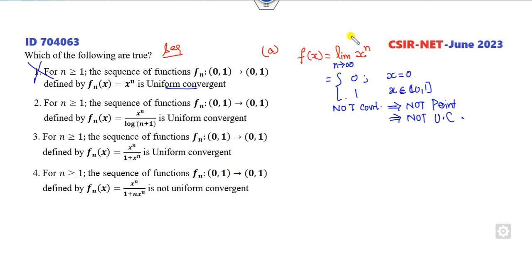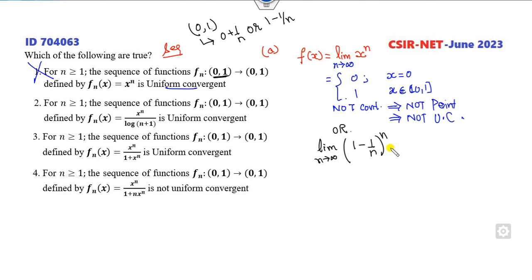Moreover, I will tell you another way to find the limit of this. You can see x lies between 0 to 1. You may think about any term like 0 plus 1 by n, or from the upper limit of this case. Now if I take from this side, what is the limit of this? It is e raised to power minus 1, which does not go to 0. So it means this is not convergent. So this is not uniformly convergent.